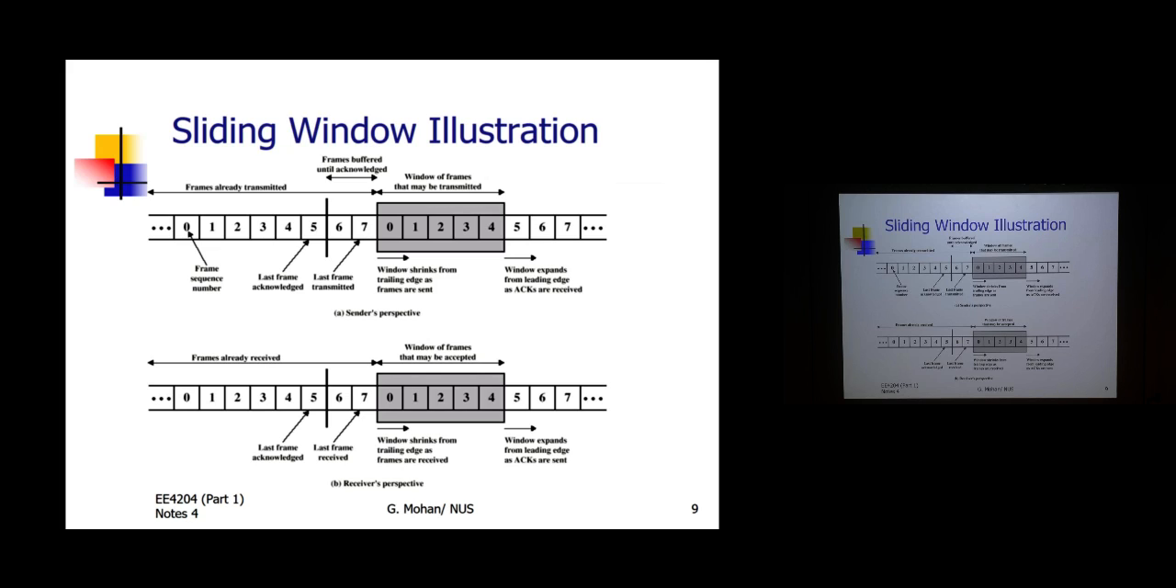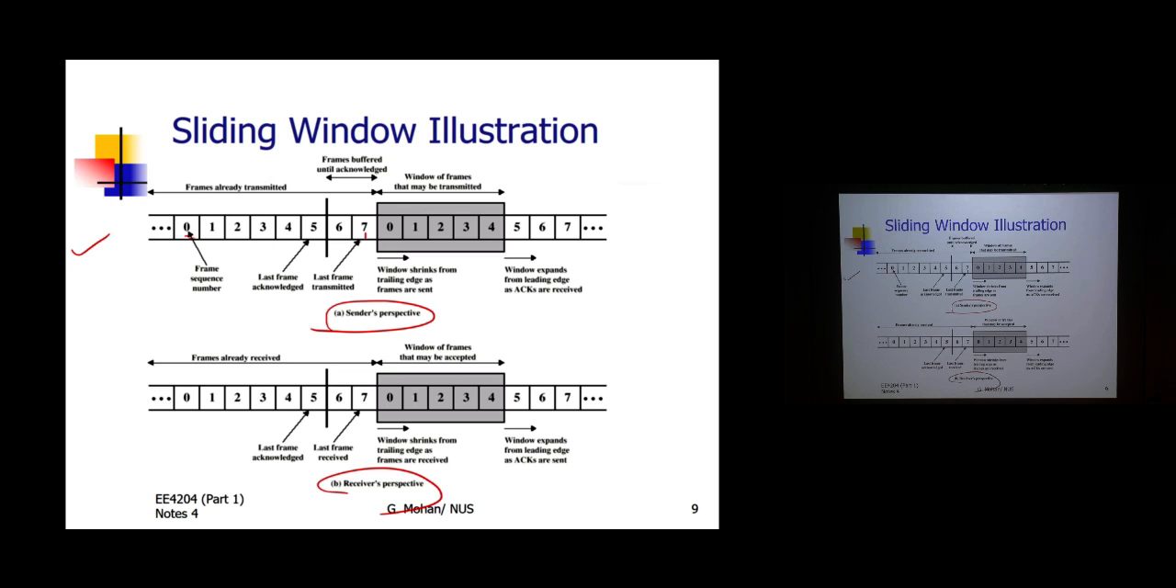So let's look at an example illustration. This shows the sender window. There's a receiver; the bottom figure corresponds to the receiver. You can see that the frames are numbered from 0 to 7: 0, 1, 2, 3, 4, 5, 6, 7, 0, 1, 2, 3, 4, 5, 6, 7, etc. At a given instant, this may be the state of the sender.